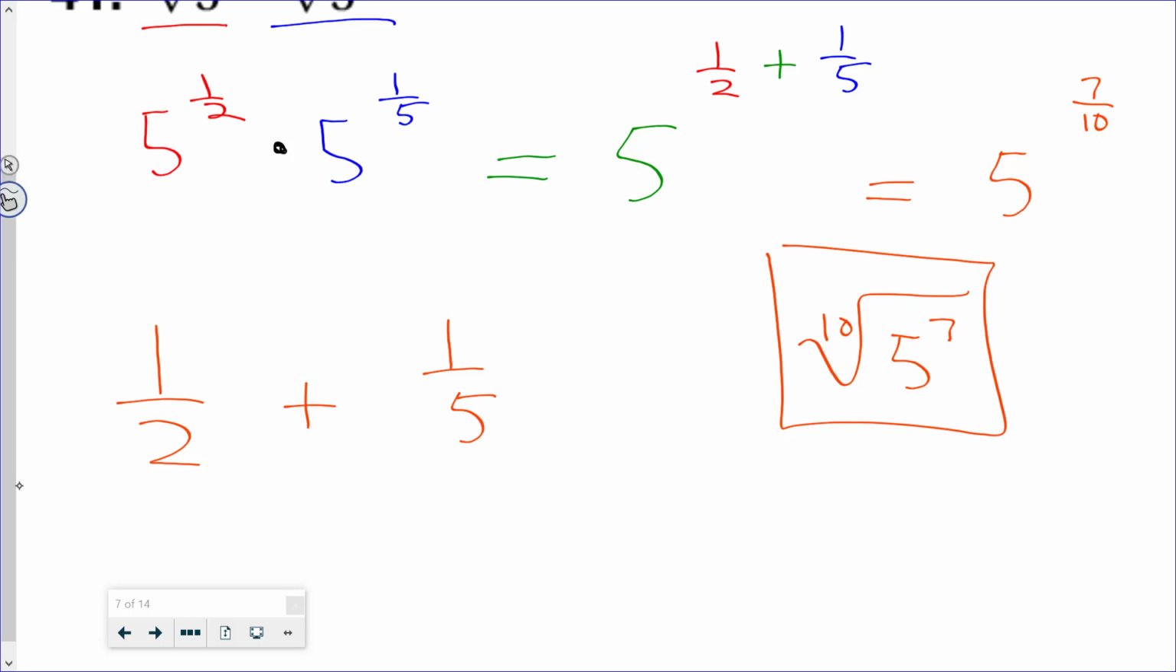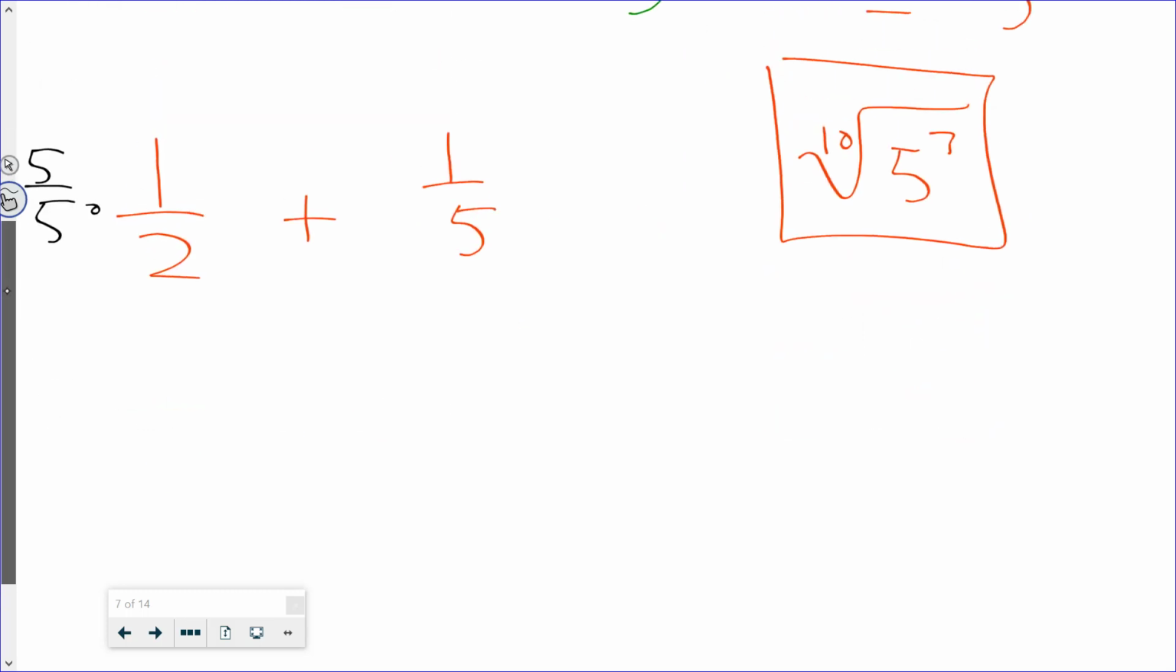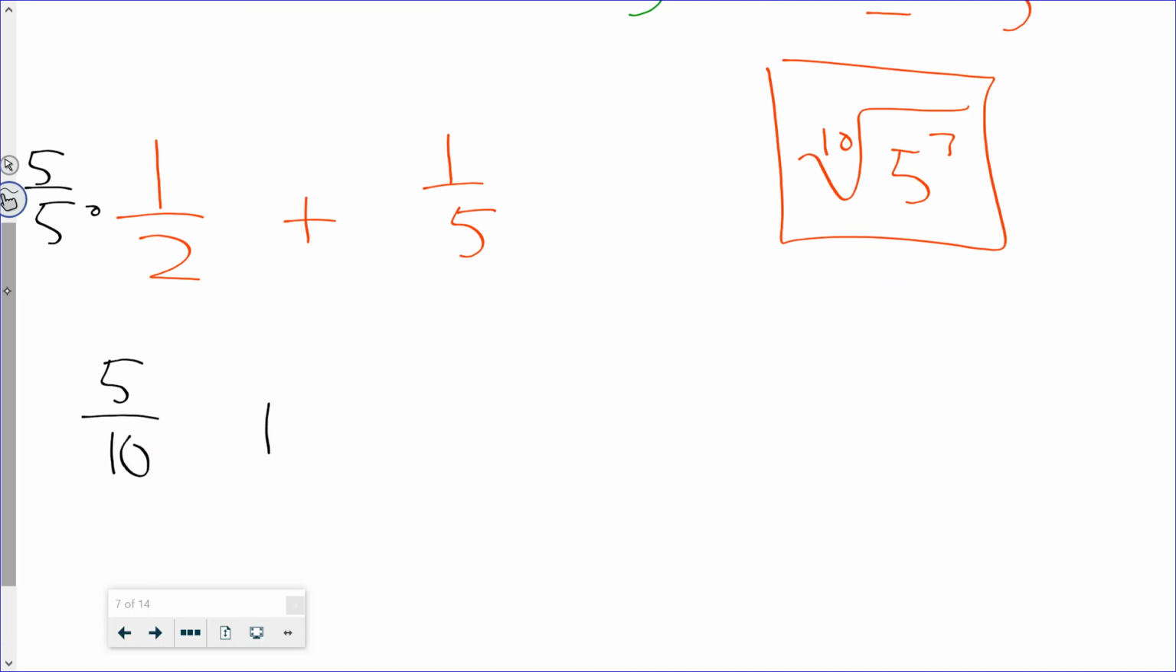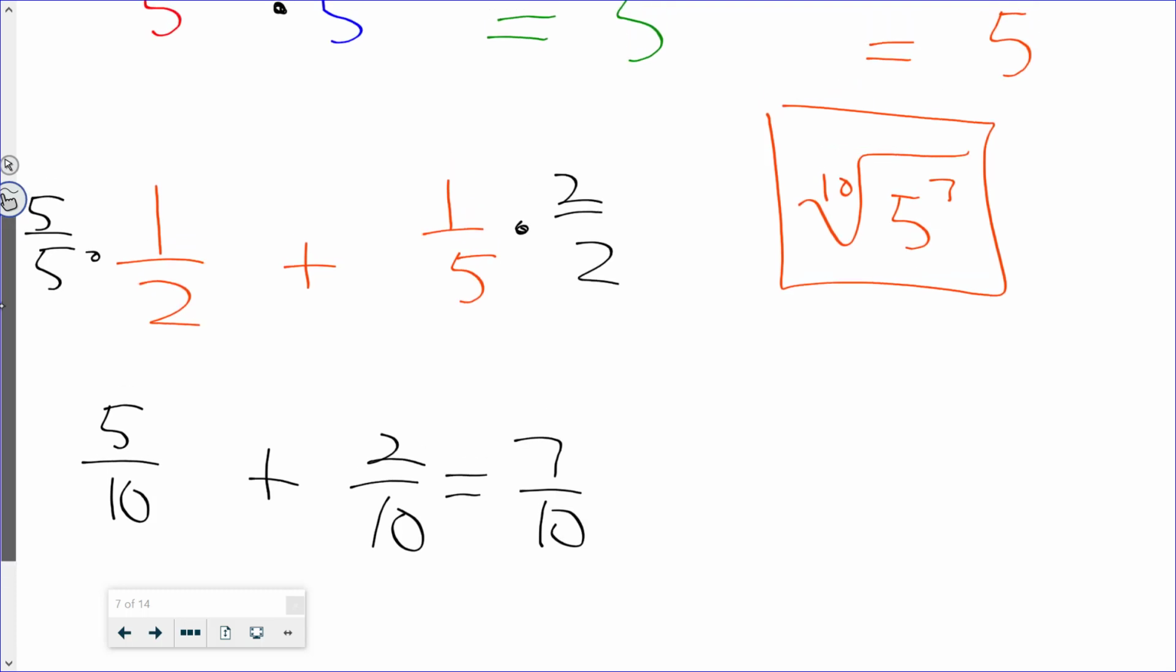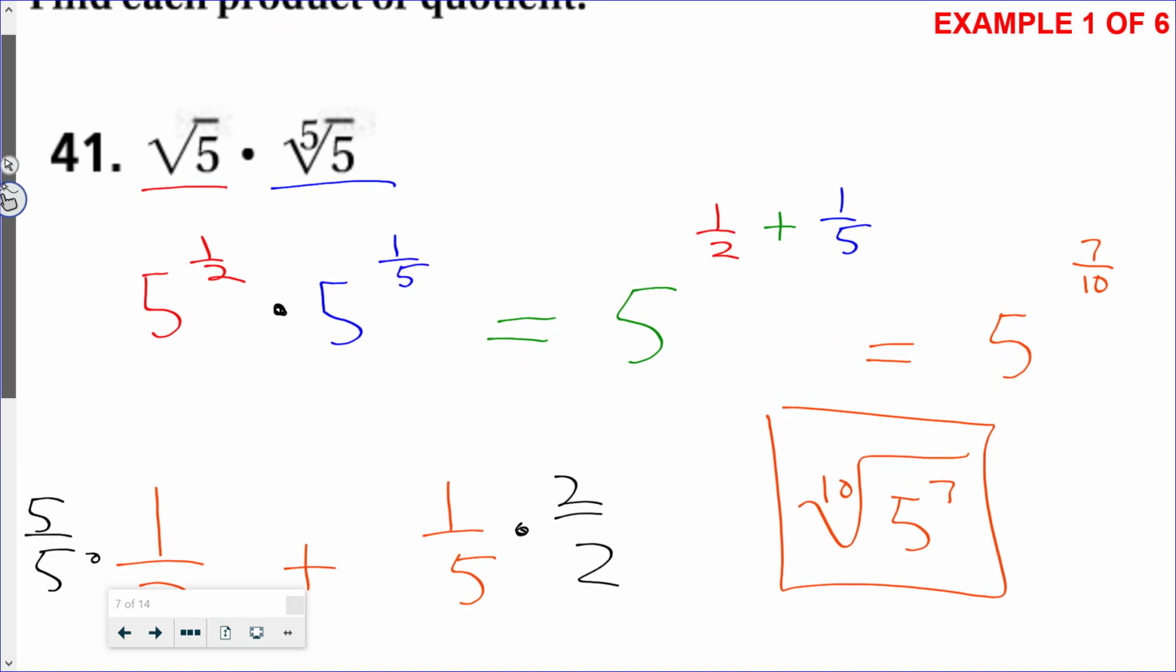So we'll multiply this by 5 over 5, and this becomes 5 over 10. We have to multiply this one by 2 over 2, and this becomes 2 over 10. Now that they have the same denominator, we just add the numerators. We get 7 over 10. But this part right here, if you want, you could just throw that in your calculator and get 7/10. Any other questions from 41?